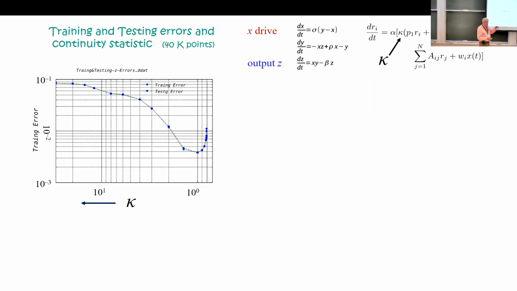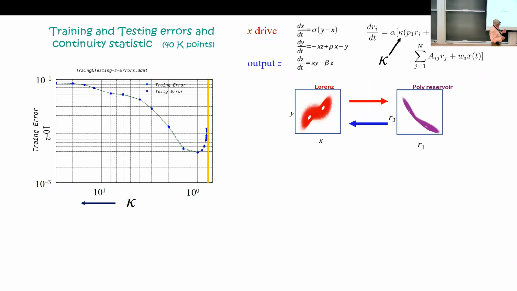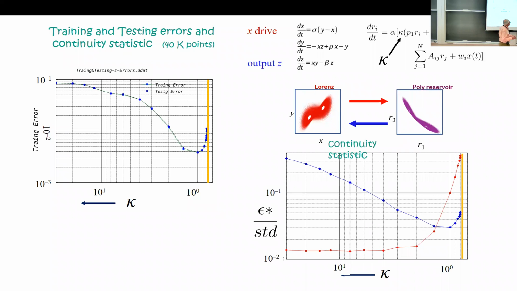Let's check this with the continuity statistic. We take a look at the continuity in both directions as we vary kappa, the damping. You can see, if we go from, make sure I get the colors right here, if we go from the reservoir and look at possible functionality from the reservoir to the drive, that's the blue line.